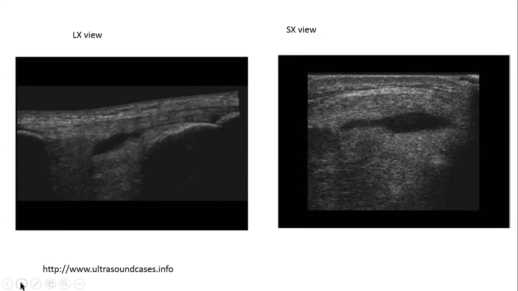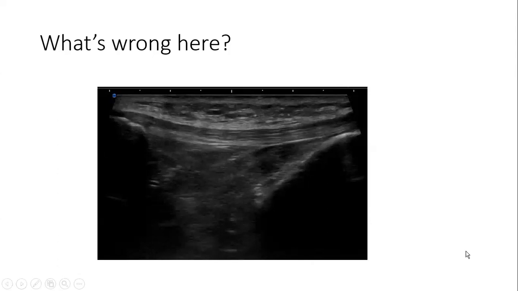Yeah, so that's why we have to do a lot of normal scans to understand abnormal. Okay, so any questions so far on that? So on the previous image, there was nothing wrong with it? Yeah. Okay, so there's no abnormality here.